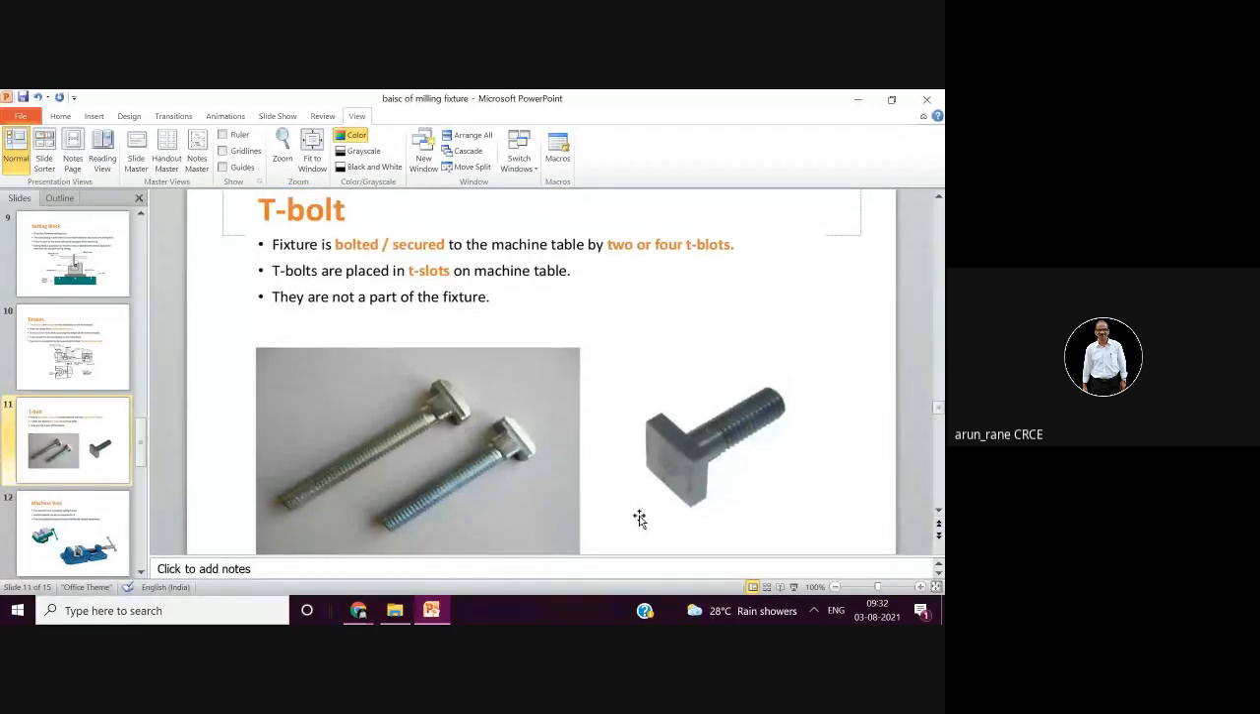So this is how your T bolt will look. Either we take a T bolt or you can take a hexagonal bolt also. The purpose of these T bolts or hexagonal bolts is that they will not rotate in the slot because of this square design. Again, you get it as a standard component.